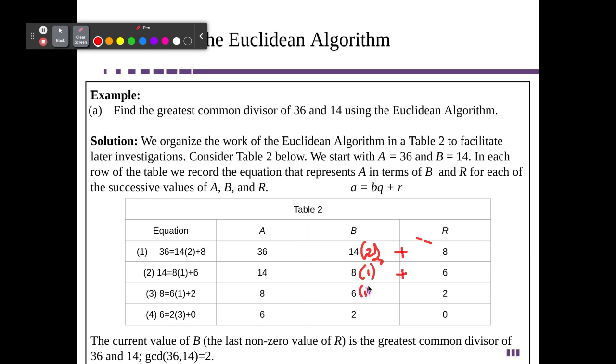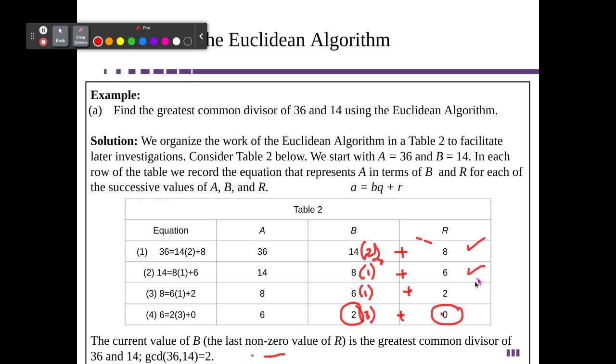And this right here would be 6 times 1 plus 2, which is equal to 8. And in this case, this would be 2 times 3 plus our 0, and that would equal 6. So the current value of b, the last non-zero value of r, is the greatest common divisor of 36 and 14. So the greatest one where our r is equal to 0, we have no remainder. So 2 would be our greatest common factor because we have nothing left over.